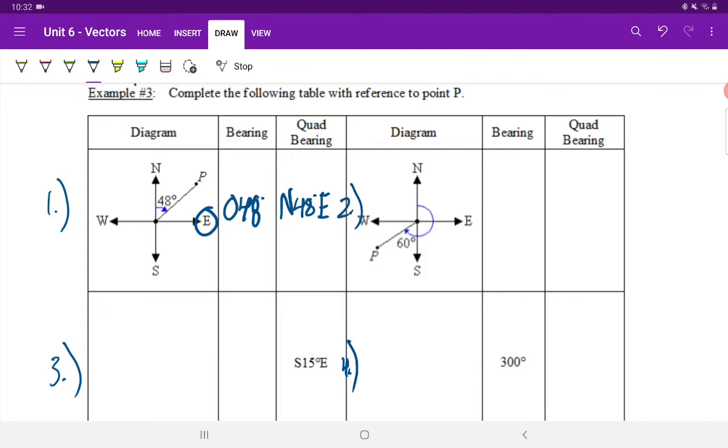Let's do number 2. What is our bearing angle starting from the north line, going around? We go 90, 180, plus another 60. That means our bearing angle must be 240 degrees. Three digits. Our quadrant bearing starts on the south line. It always starts north or south. In this case, it starts on the south, because we're below the east-west line. South, 60 degrees towards the west. Pretty straightforward there.